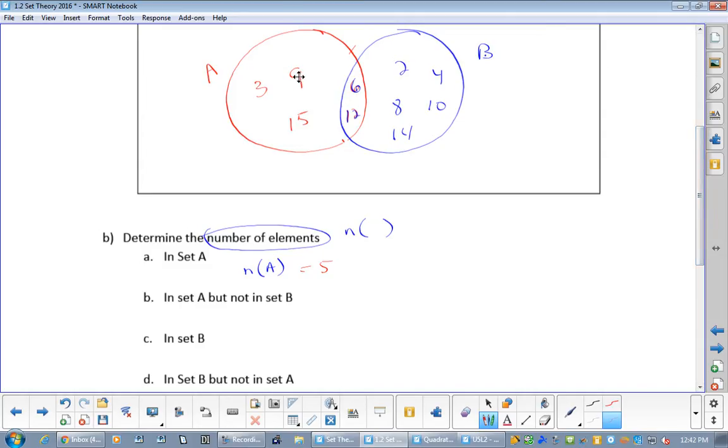One, 2, 3, 4, 5. So it's the number of elements, right? The number of things. So I'm not asking for the numbers. I'm asking for how many. Okay? So this means how many.